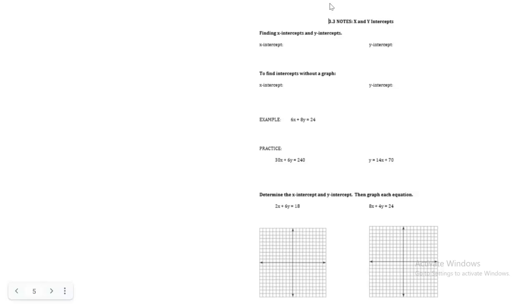So let's do one more. Let's do this guy right here. So I want to find my x-intercept, so where it crosses the x-axis. So in order to do that, I plug 0 in for y. So that means I got 0. Oh, wait, let's not do this one. This one's not in standard form. Let's do this one. It's in standard form.